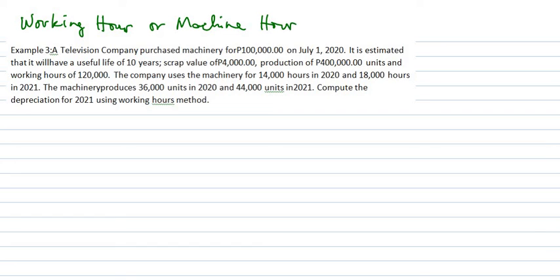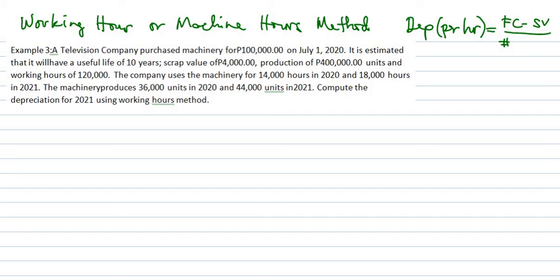Machine hours method. So we call it working hours or machine hours because we are talking here about hours of work or hours of machine. So again, when we compute the depreciation on a per hour basis, because this is working hour, that is equivalent to the first cost minus salvage value divided by the number of hours capacity.